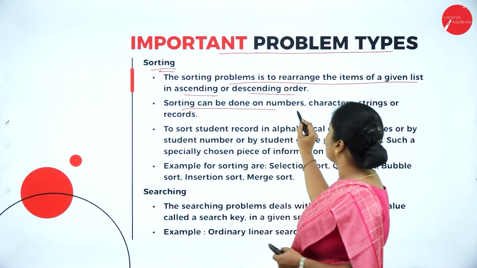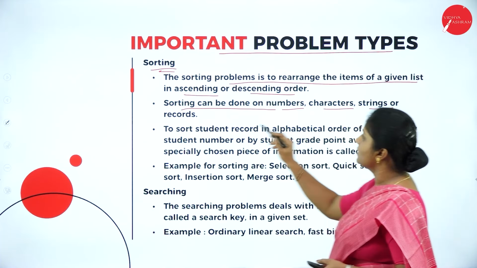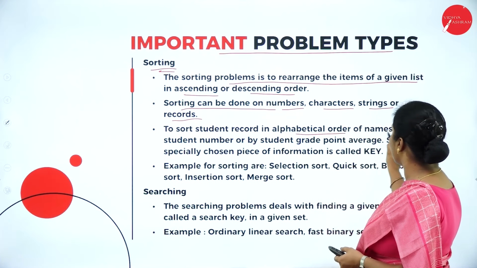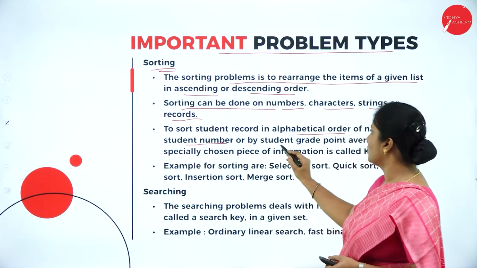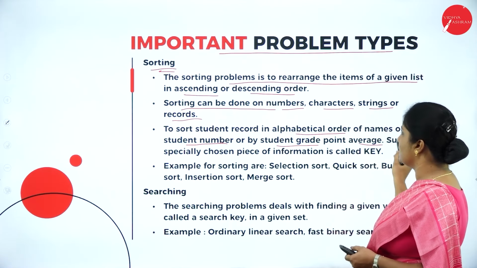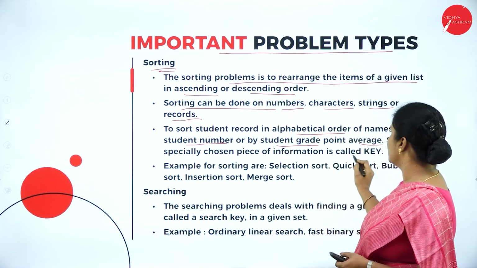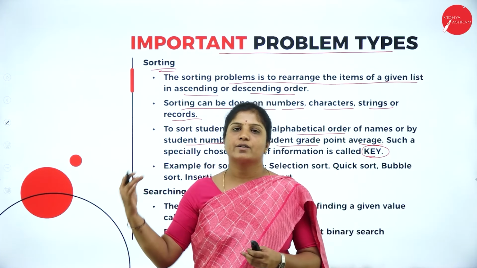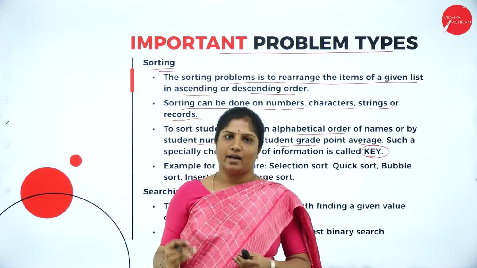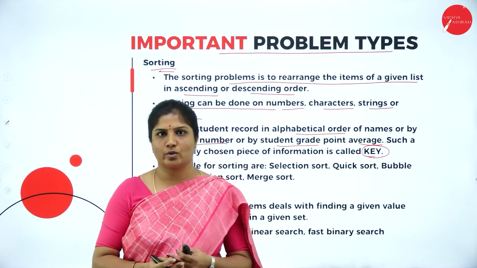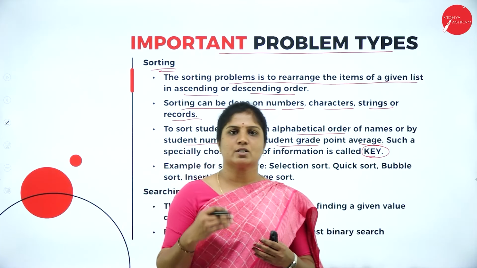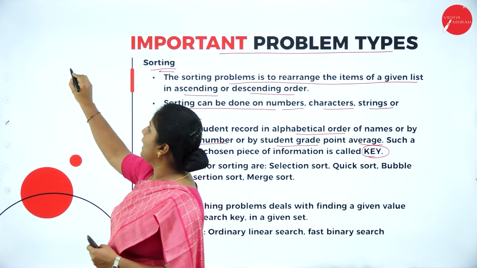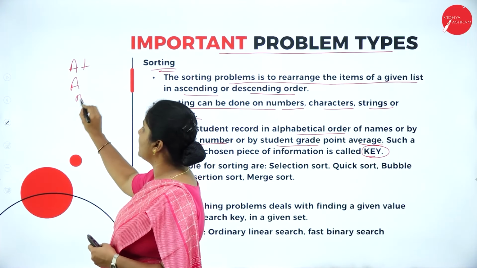Next, sorting can be done on numbers, characters, strings or records. For example, to sort student records in alphabetical order of names, or by student number, or by student grade point average. Such a specially chosen piece of information is called a key. For example, if the 10th standard results are out, we need to rearrange the students. The whole of India has lakhs of students whose results are out now. So we need to rearrange them from grade A plus, then A, B plus, B.